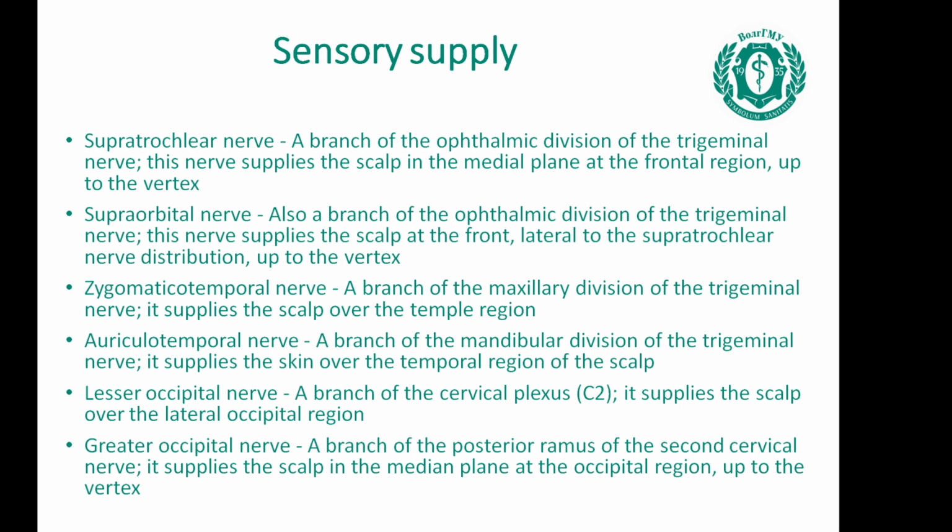Supratrochlear nerve, a branch of the ophthalmic division of the trigeminal nerve. This nerve supplies the scalp in the medial plane at the frontal region, up to the vertex. Supraorbital nerve, also a branch of the ophthalmic division of the trigeminal nerve. This nerve supplies the scalp at the front, lateral to the supratrochlear nerve distribution, up to the vertex. Zygomaticotemporal nerve, a branch of the maxillary division of the trigeminal nerve. It supplies the scalp over the temple region.